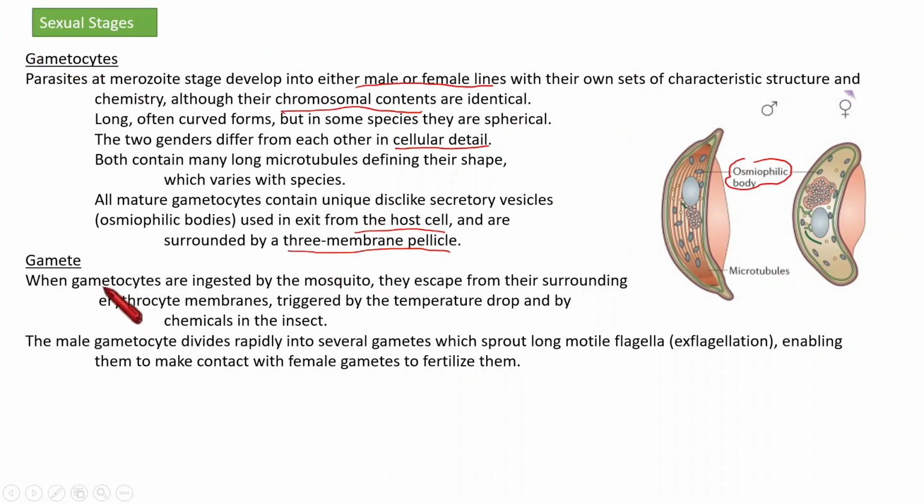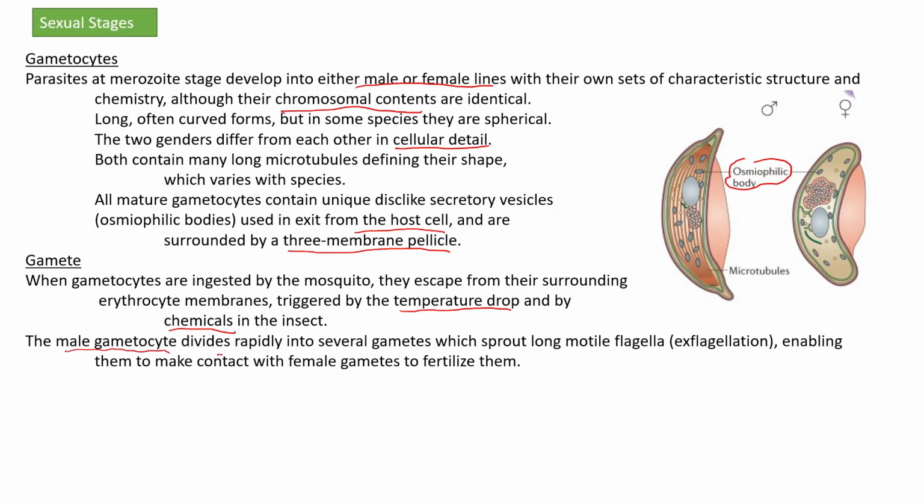And when a mosquito comes and sucks blood from a host that has these male and female gametocytes, then the gametocytes enter the body of the mosquito. On reaching the body of the mosquito, the gametocyte escapes from its surrounding erythrocyte membranes, and it gets triggered. Why is it triggered? Because of the temperature drop and the presence of certain chemicals in the insect's body.